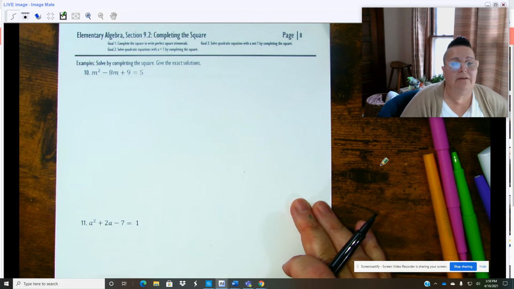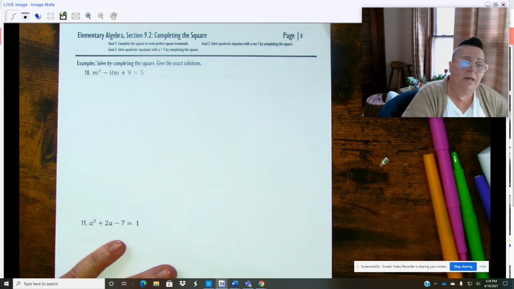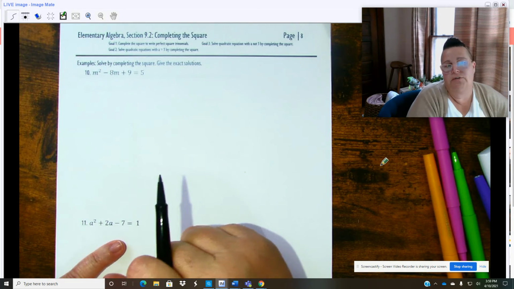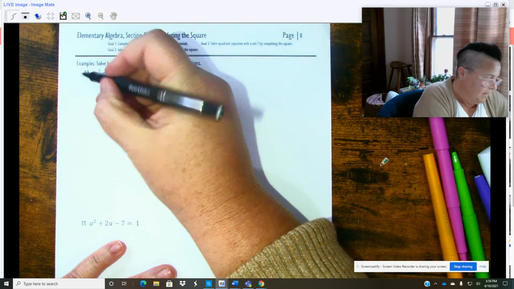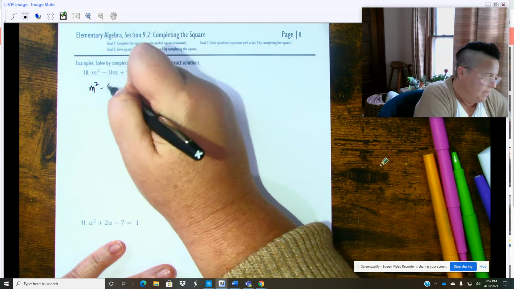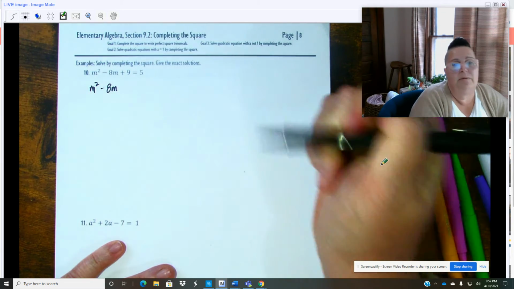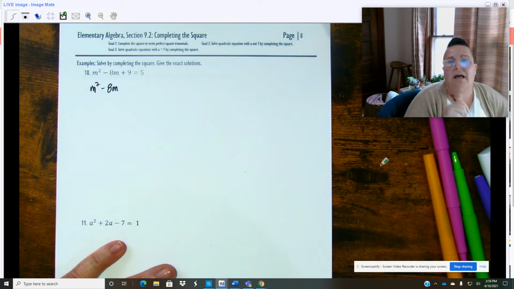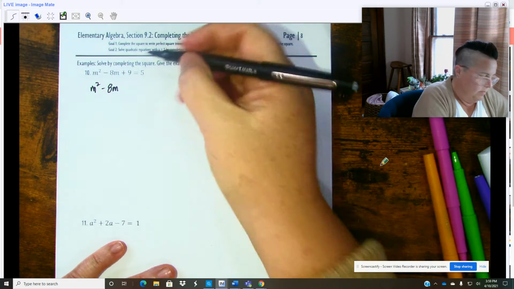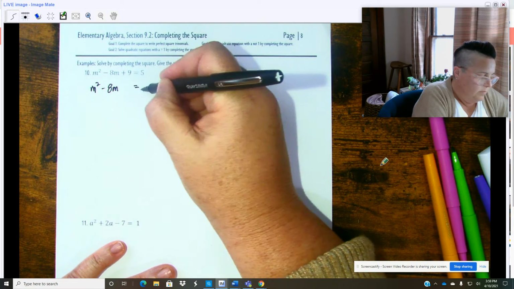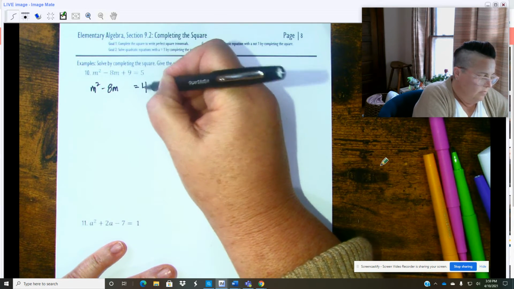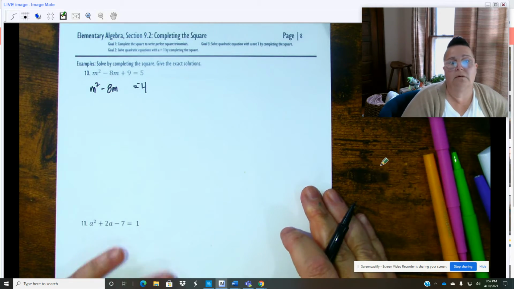We'll see. Here I have m squared minus 8m plus 9 is equal to 5. We want to turn this into a perfect square binomial. To do that, I'm going to keep the m squared minus 8m. And I'm going to move the 9 over to the other side so it doesn't mess up my perfect square binomial. So this would be 5 minus 9, which is negative 4.